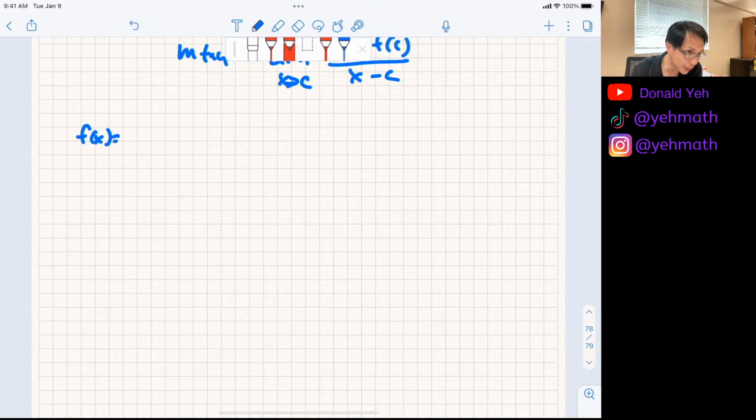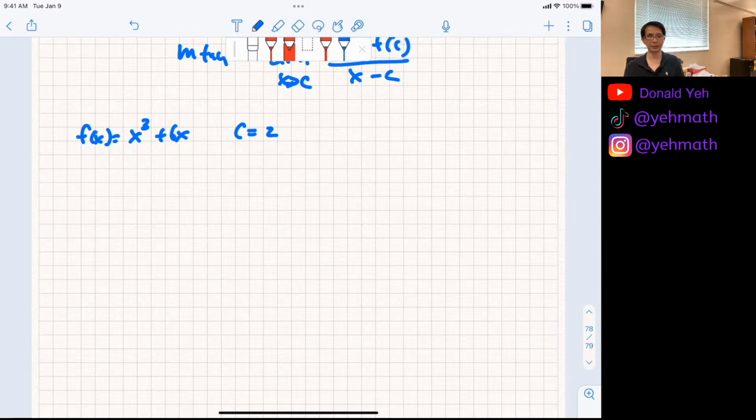Now we're going to practice a question, and this one is a little bit harder, so it requires something a little different. It's plus 6x, and let's just see if you know how to use this alternative definition of the derivative. Let's say we want to find the derivative at x equals 2. Can we use the alternative way to find it?